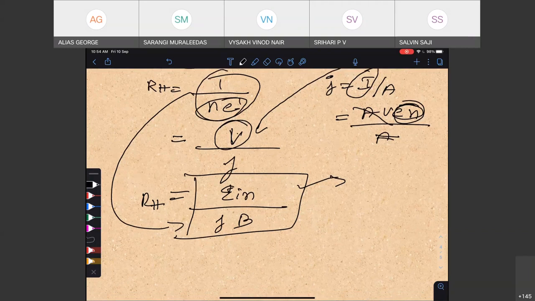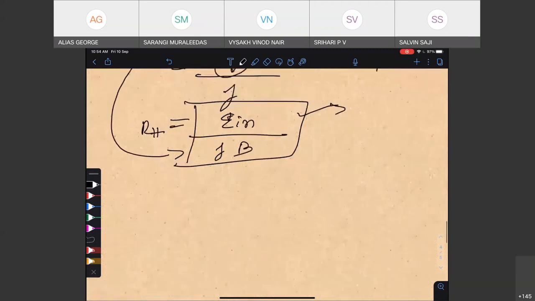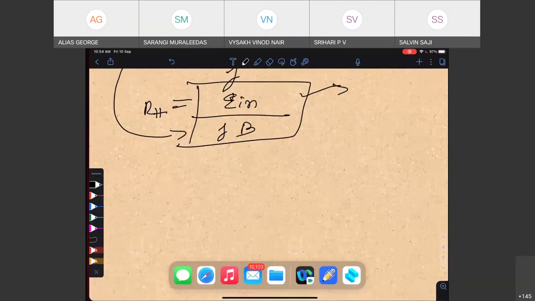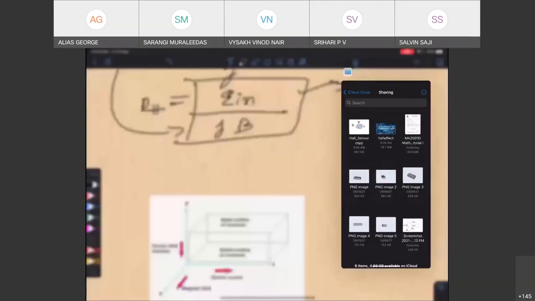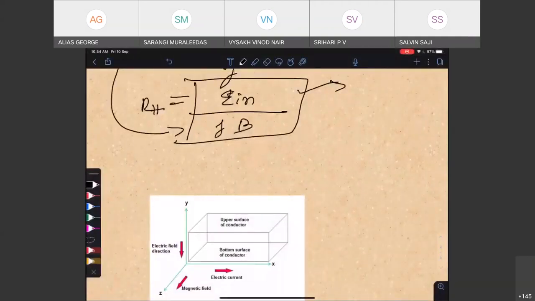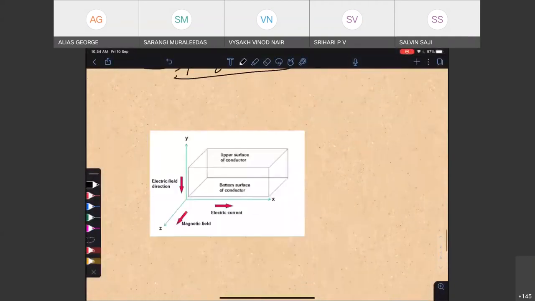And the second one is about the Hall coefficient. It's 1 by NE. And the third one is E induced by JB. So you can look here and say, okay, you can see this one. Earlier I drew that figure. Now you can say here.